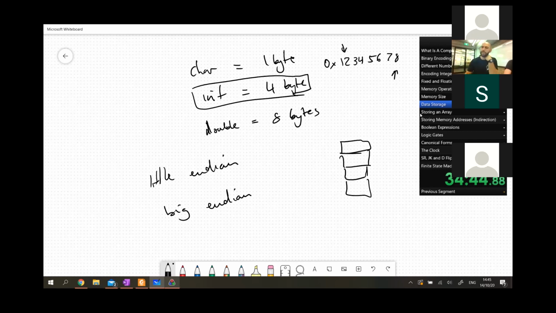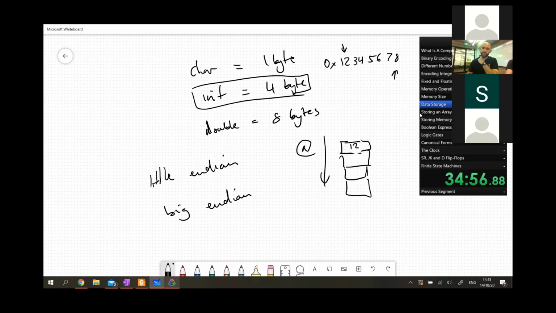Little endian means that you store your least significant byte first. So with addresses increasing, this is your lower address. And big endian means that you put your most significant bytes first.